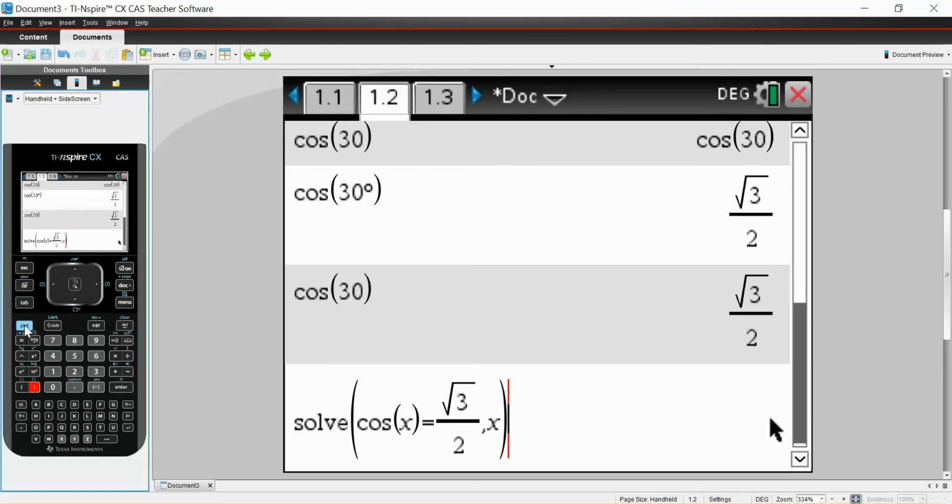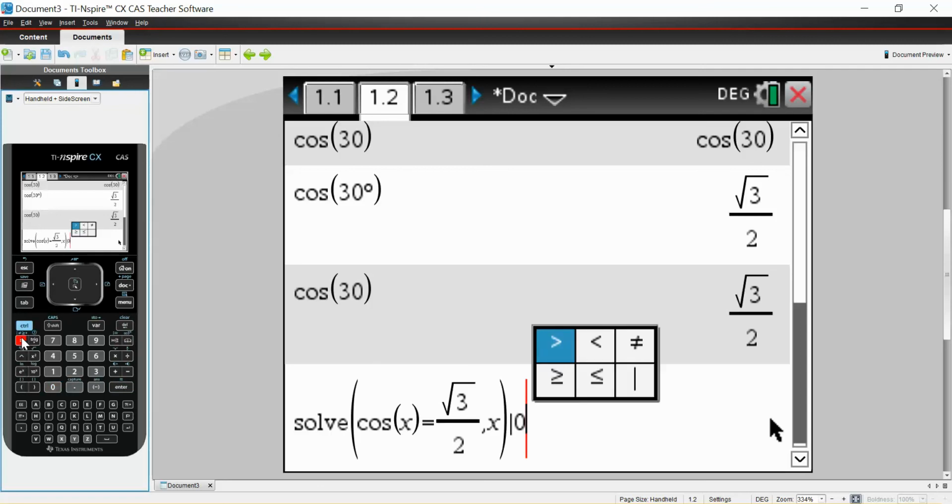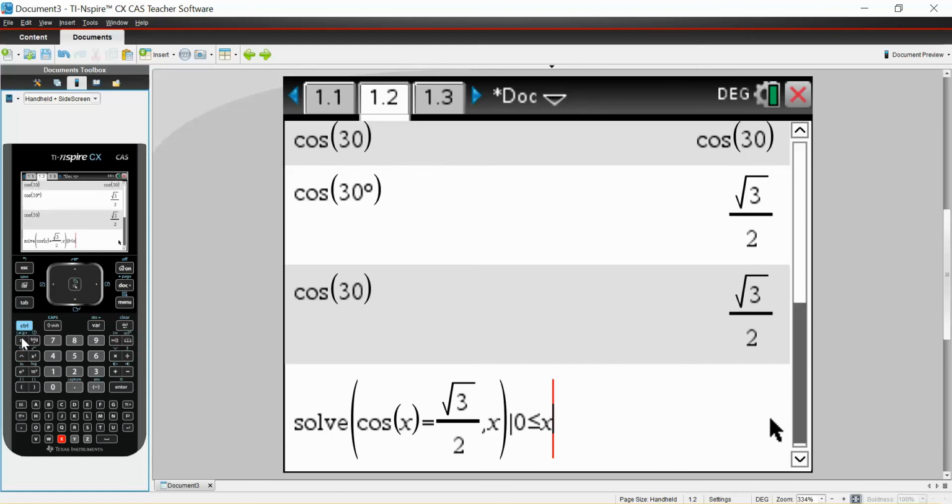Go to control, equals, you get a vertical line here. Put in the vertical line, that means given. So now I want to let them know there's a condition here. The condition is x on the outside of the bracket. Very good. I want x to be larger than or equal to 0, and I also want it to be less than 360. You don't need to put in the degrees. If you just say 0 to 360, they'll be able to calculate that for you. Okay?